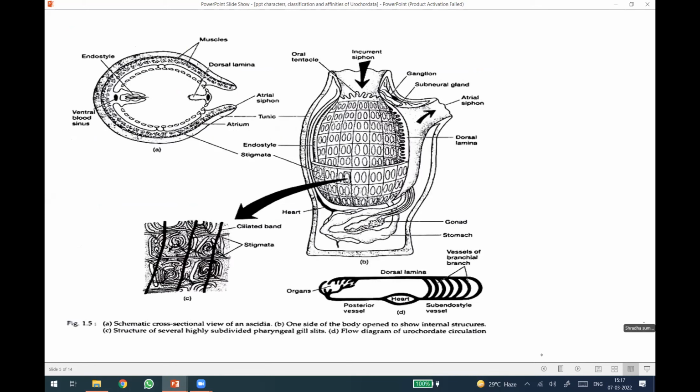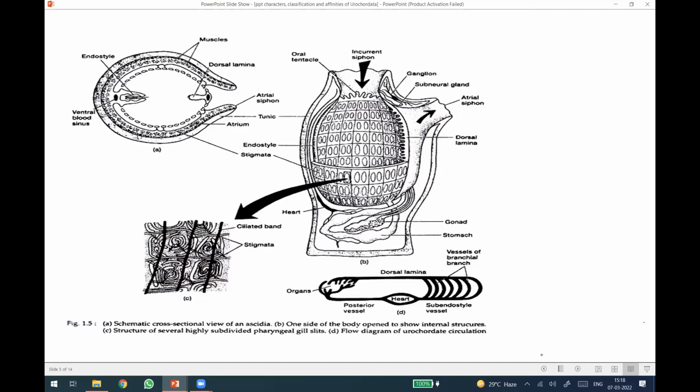This is the diagrammatic representation of the entire typical Ascidian form. This is the cross-sectional view of an Ascidian having this atrial siphon from where water enters. This is the ventral blood sinus. This is the dorsal blood sinus. And these are the musculature present in the Ascidian. This is the endostyle.